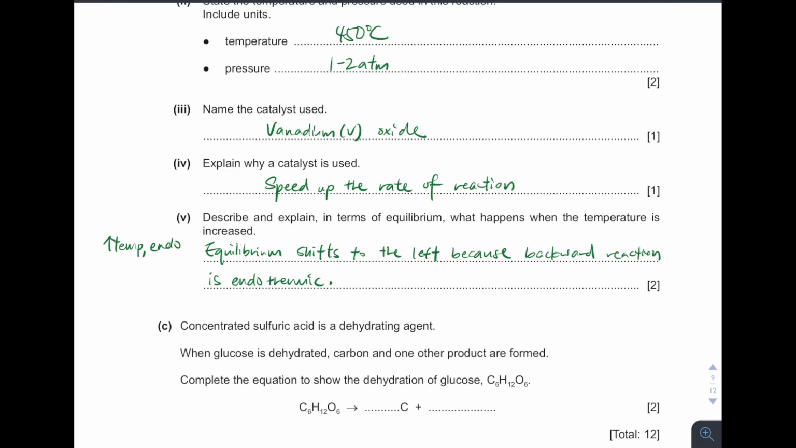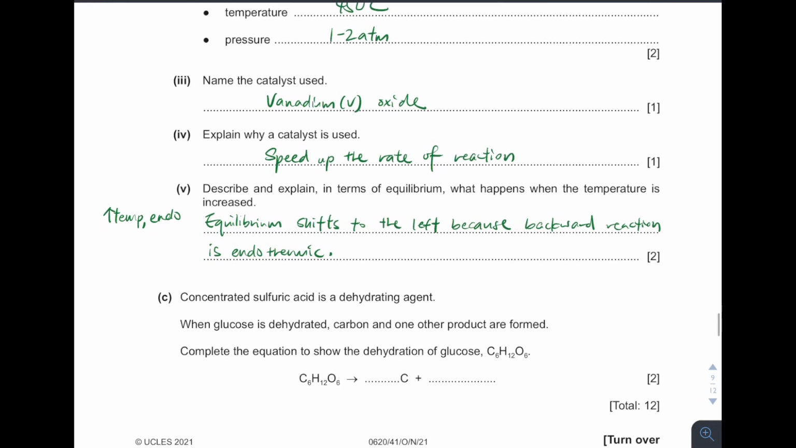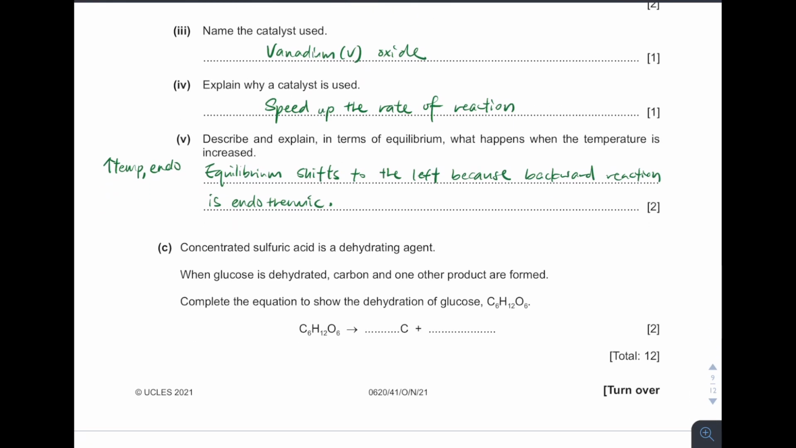Alright, so this is how temperature would affect the positions of equilibriums. Next one, concentrated sulfuric acid is a dehydrating agent. So when glucose is dehydrated, carbon and one other product are formed. So complete the equation to show the dehydration of glucose.